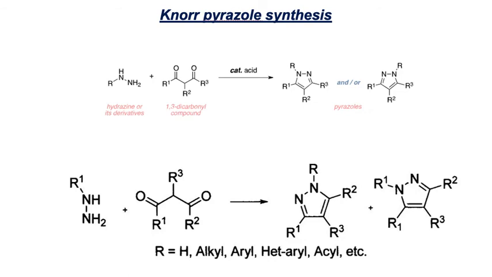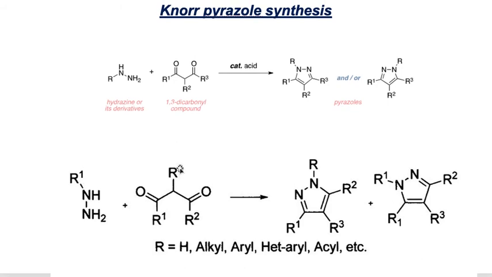Okay, so one of the common ways to make pyrazoles is by using the Knorr pyrazole synthesis. So we use hydrazine and a 1,3-dicarbonyl, and we can get pyrazoles. You can get a variety of pyrazoles. It's going to be a little bit dependent on the electronics of the 1,3-dicarbonyl how the substitution patterns play out.